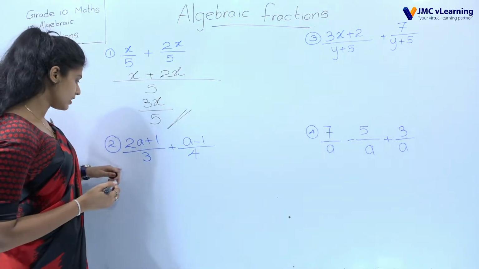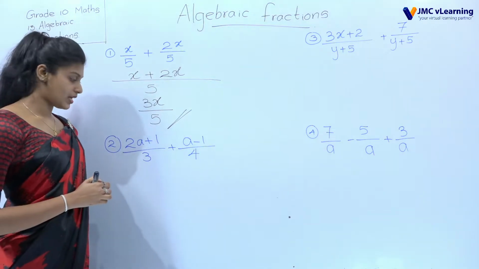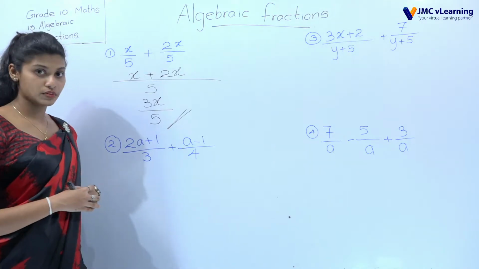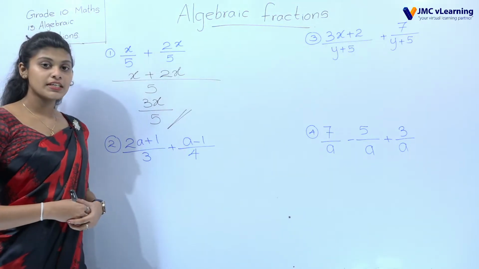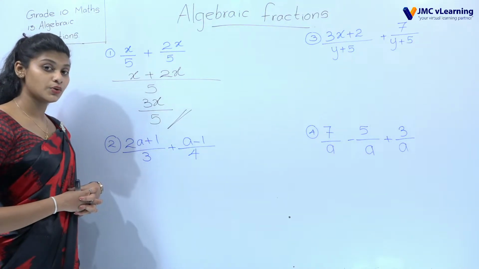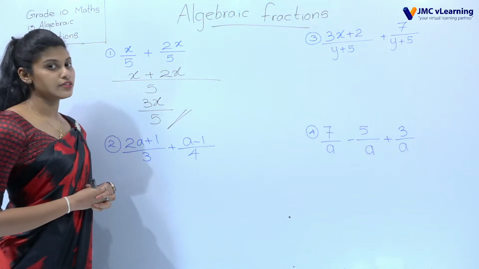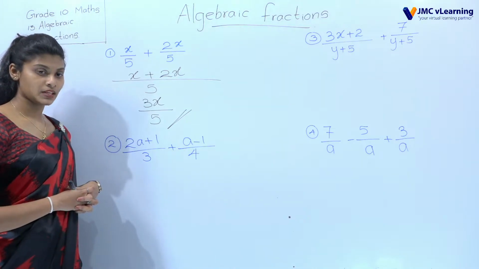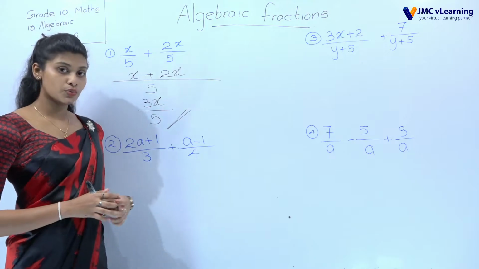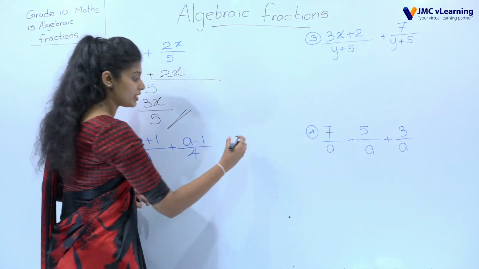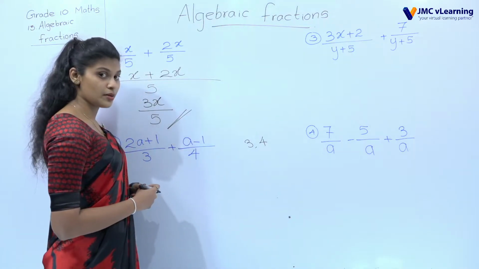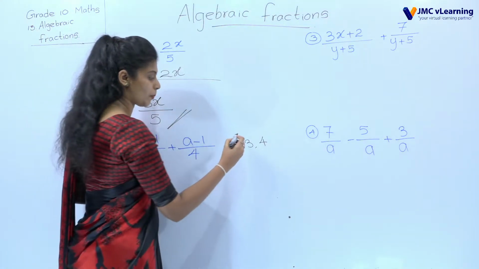Then let's do the second question: 2a plus 1 over 3 plus a minus 1 over 4. Here the denominators are different from each other, so you have to take an equal denominator. How can you take equal denominators? You have to find the LCM of these two denominators. Denominators are 3 and 4. Let's find the LCM of these two numbers.